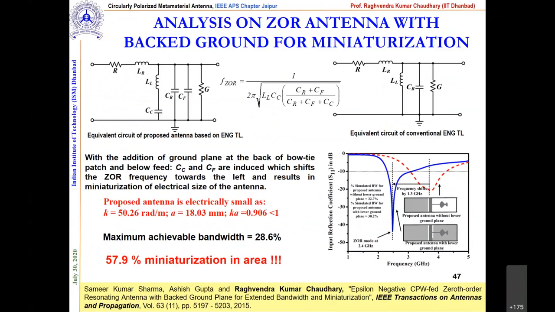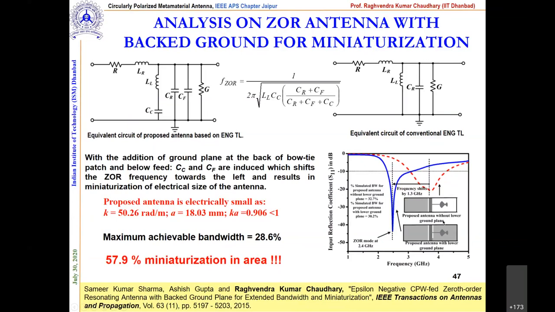And as soon as we incorporated the ground plane, it reduces to 2.4 gigahertz. So it is a 1.3 gigahertz shift. The reason is quite clear: we introduce extra capacitance due to the ground plane, because of this bow tie and the ground also providing some capacitance.